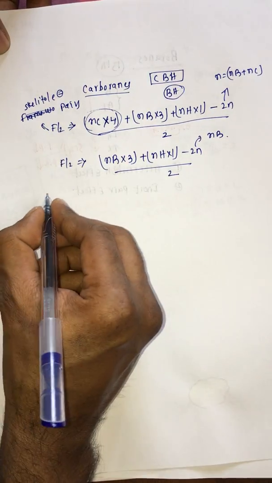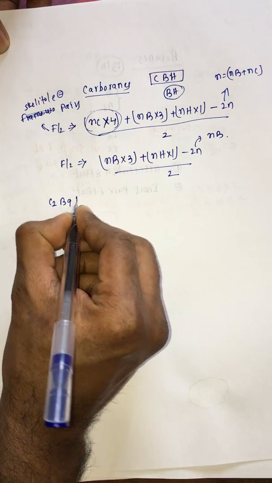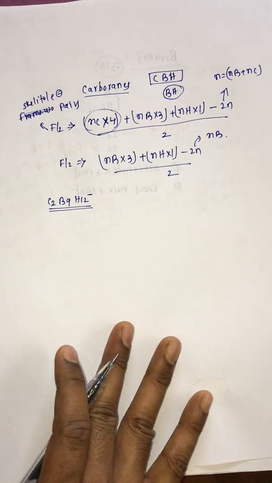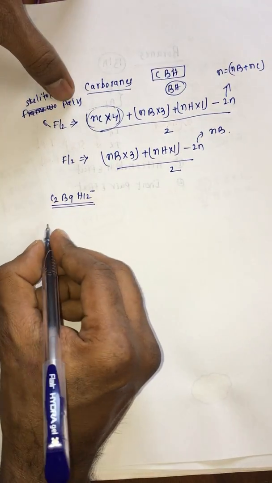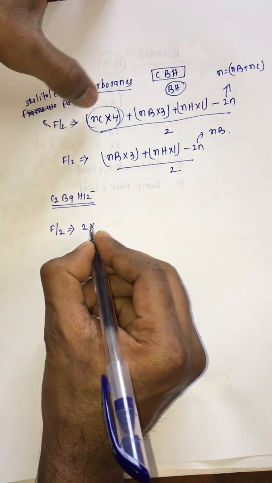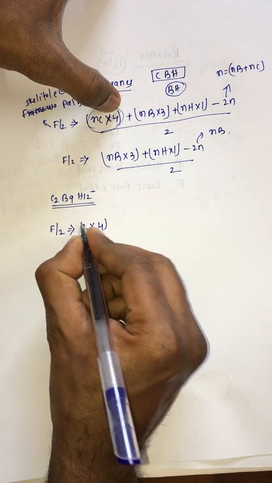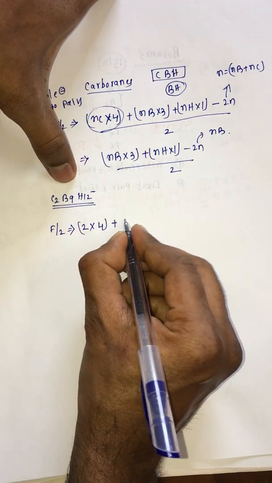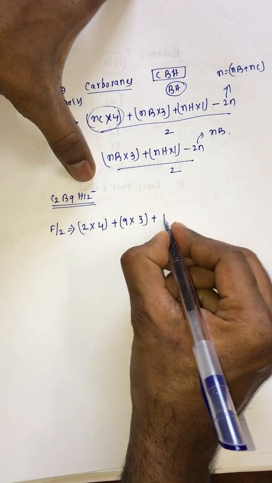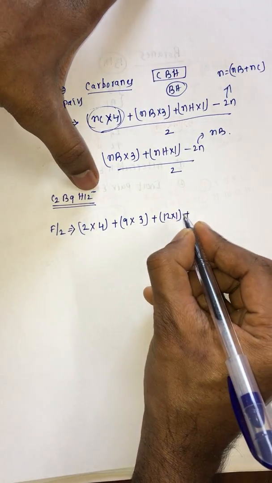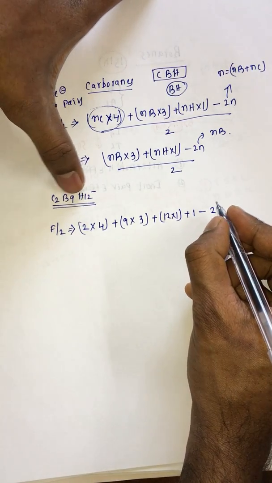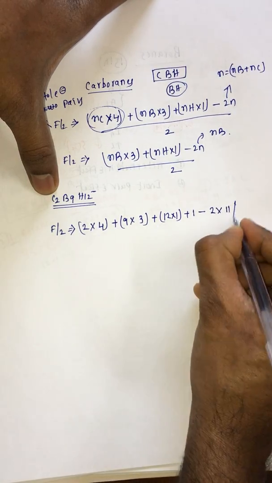Let's see one example. We have C2B9H12 minus. We have to identify whether it is closo, nido, arachno or hypho. For that we have to calculate the number of skeletal electron pairs. F by 2 equals: number of carbons, 2, into 4 valence electrons, plus number of borons, 9, into 3 valence electrons, plus number of hydrogens, 12, into 1, plus 1 because of the minus 1 charge, minus 2 into the number of borons plus carbons, 11, by 2.